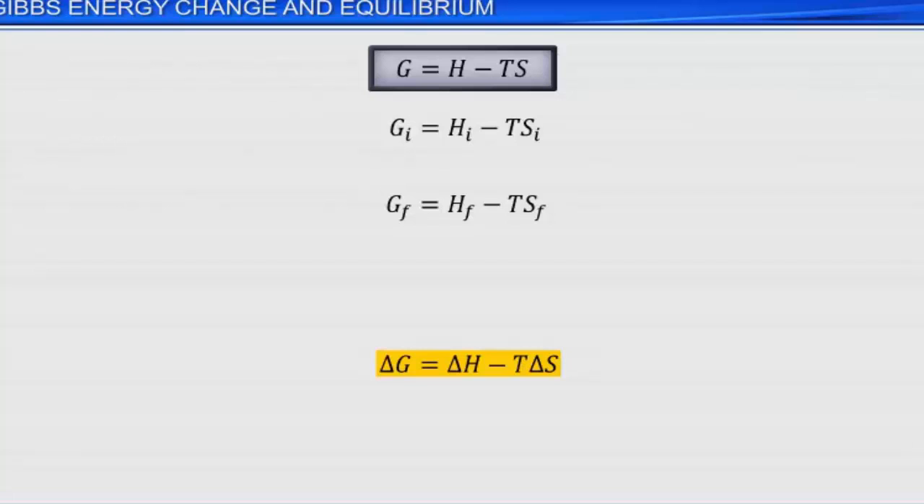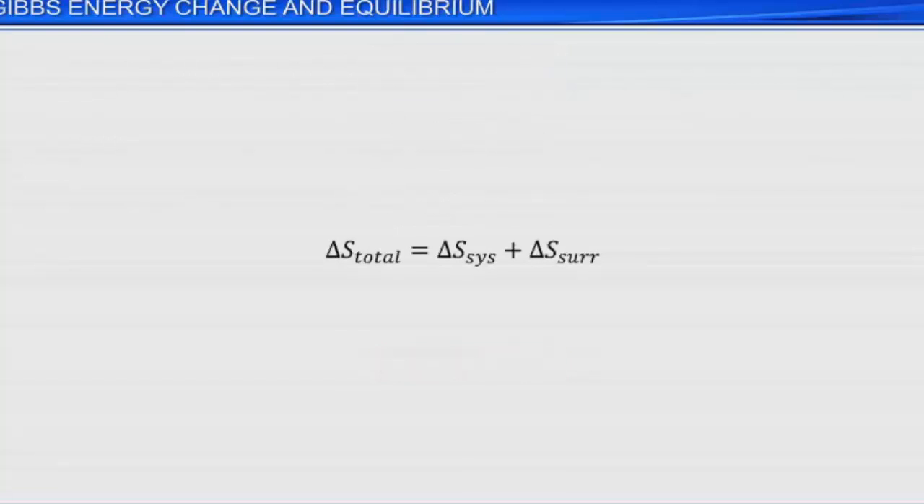We know that the total entropy change of a system which is not isolated from the surrounding is calculated as delta S total equals delta S system plus delta S surroundings. Let's consider a system in thermal equilibrium. The temperature of the surrounding will be the same as that of the system.